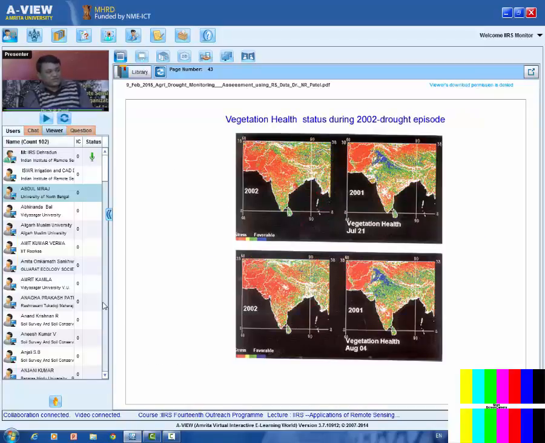Here you can see this is a vegetation health product for 2002 compared with 2001, on a daily basis, July 21 and August 04. Here you see in 2002 all the red and orange areas show drought affected areas. Vegetation stress was there. But the same area in 2001 was not under drought.